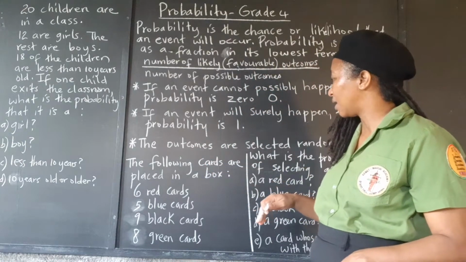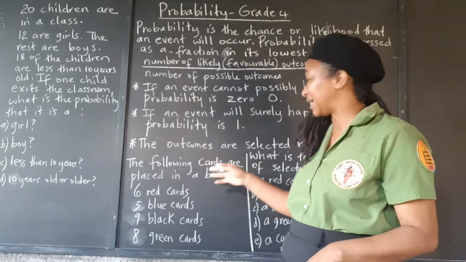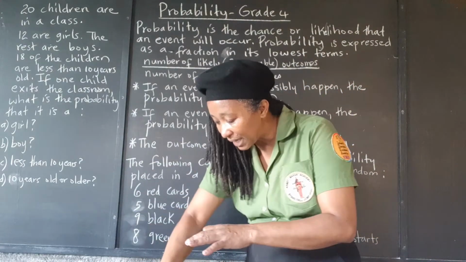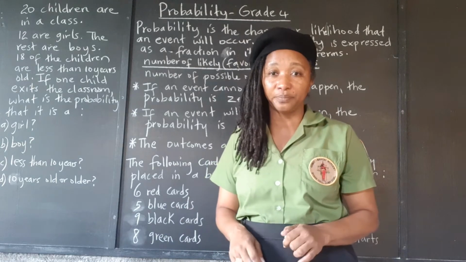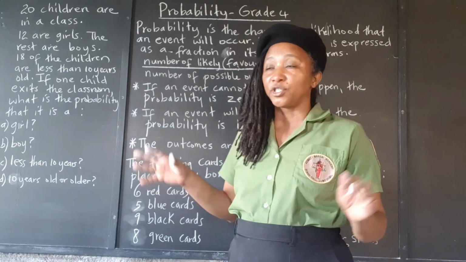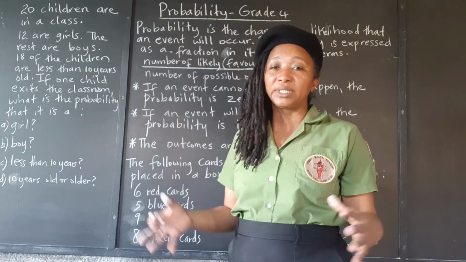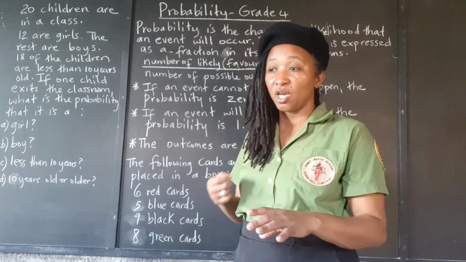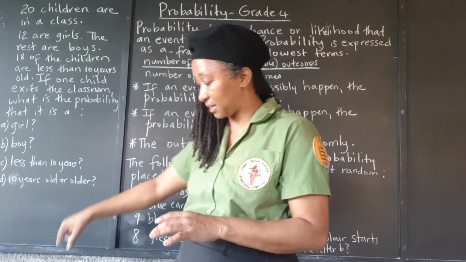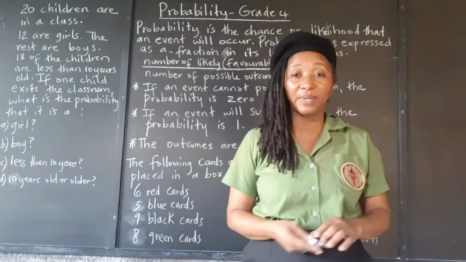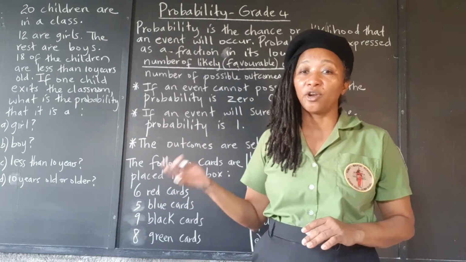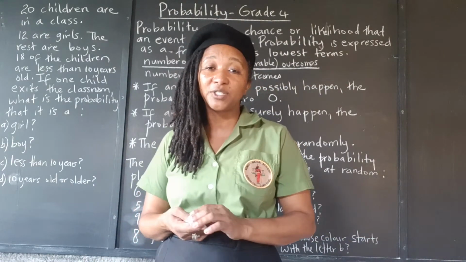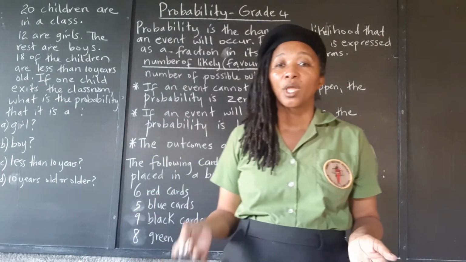Also, the outcomes are selected randomly. That means you're not looking and picking which one you want. So for example, you would put items in a bag and you shake them up and you just put your hand in and pick. You're not selecting it. You're doing it randomly. So you're leaving the situation up to chance.